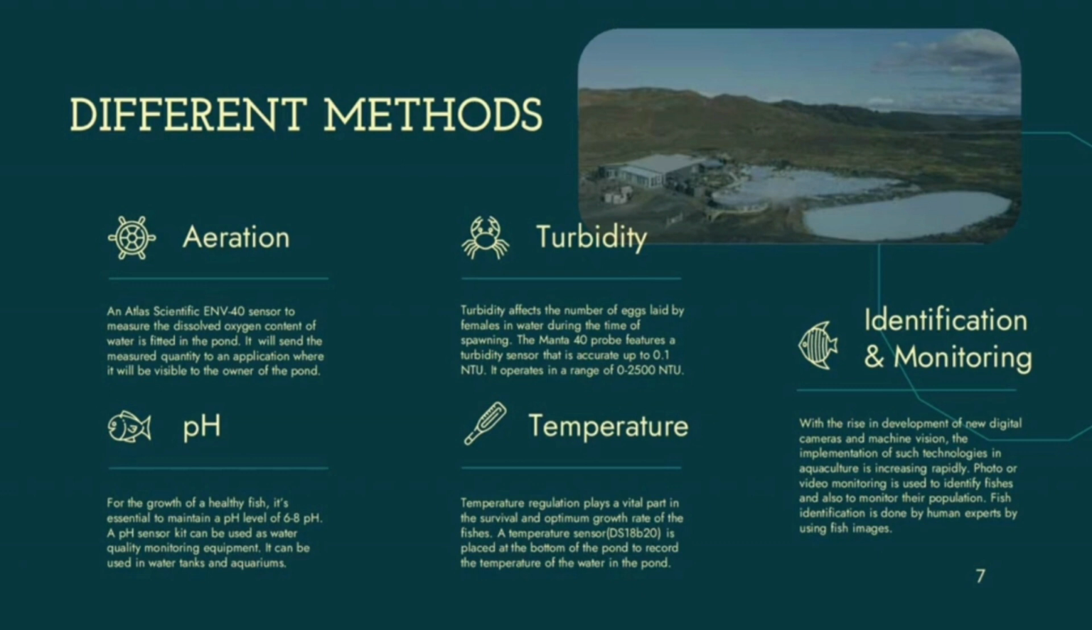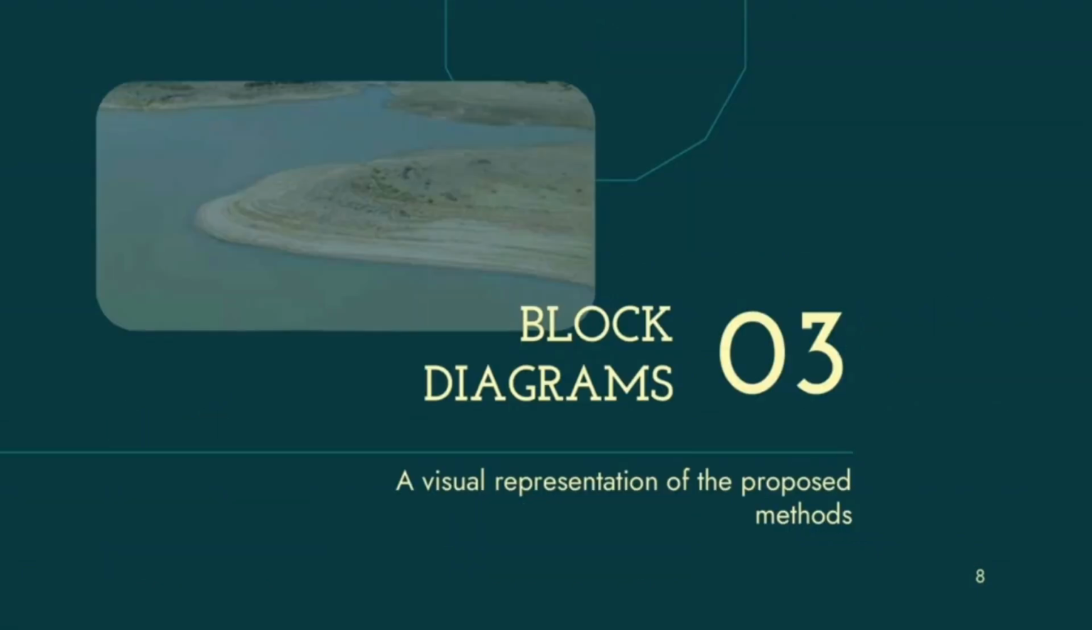Identification and monitoring. The use of such technologies in aquaculture is expanding quickly with the advent of new technological cameras and machine vision. Fish population monitoring and identification are both done using photo or video surveillance. Human specialists use photographs of fish to identify the species. The block diagrams give us the visual representation of these proposed methods.